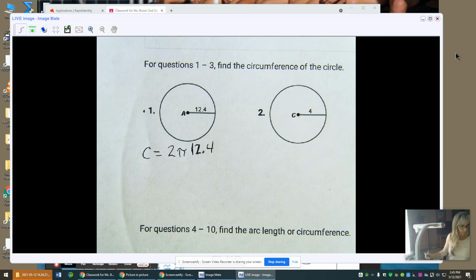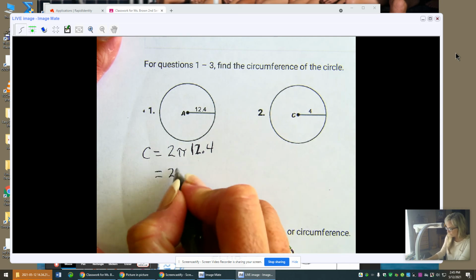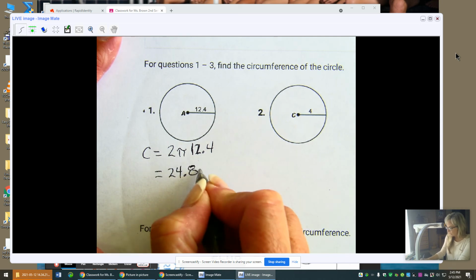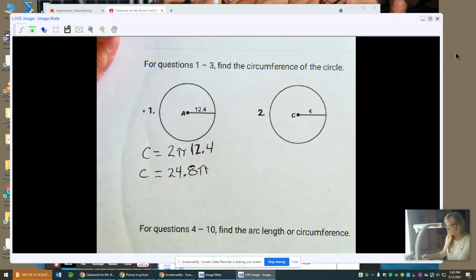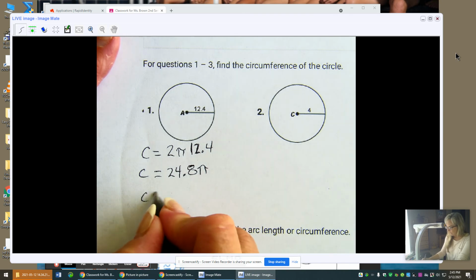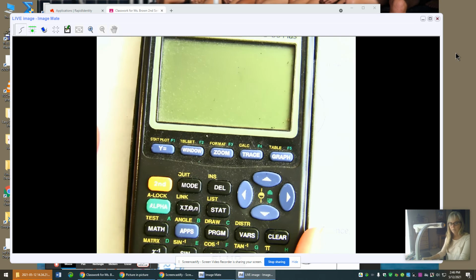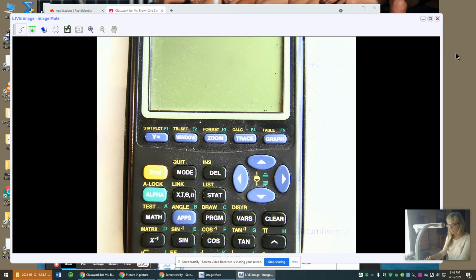Oh, I did something funny. Anyway, we do our calculations. 2 of the 12.4s is 24.8 times pi. And then if we want an exact answer, that would be it. But Apex is going to ask for an estimate. So 24.8 times pi is going to look like this.